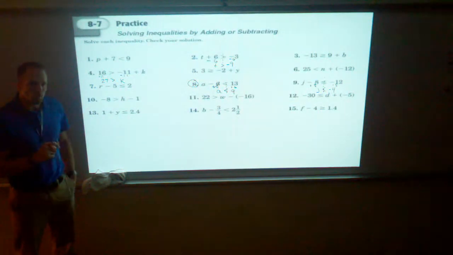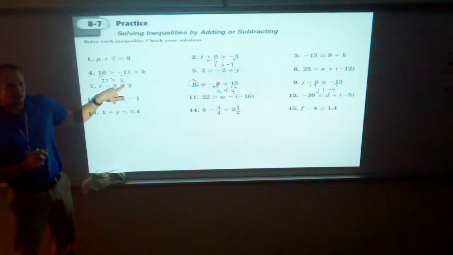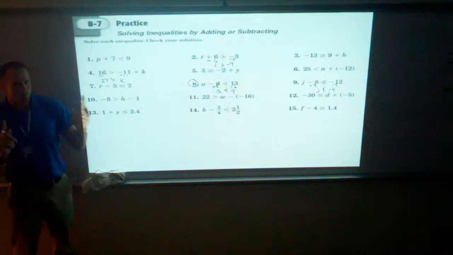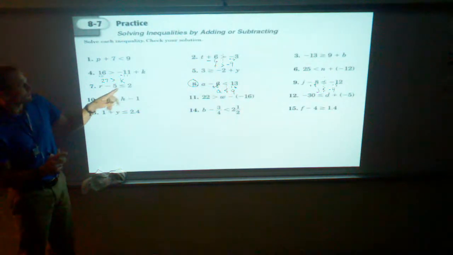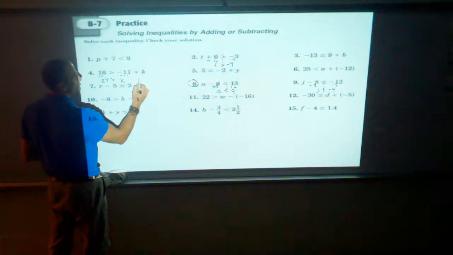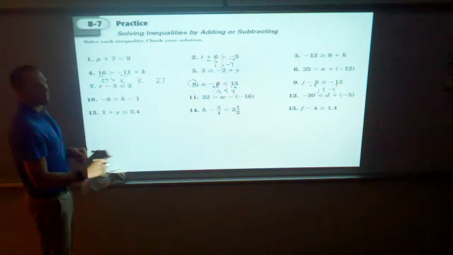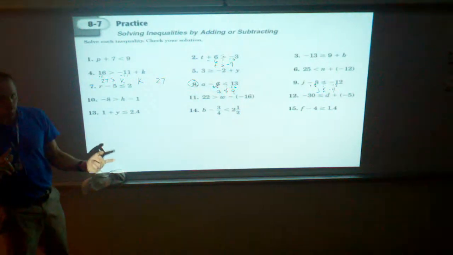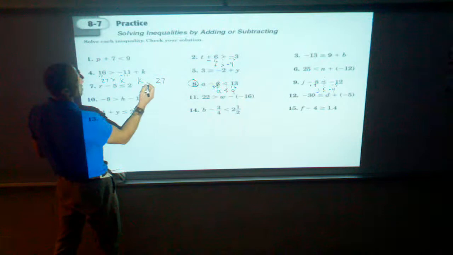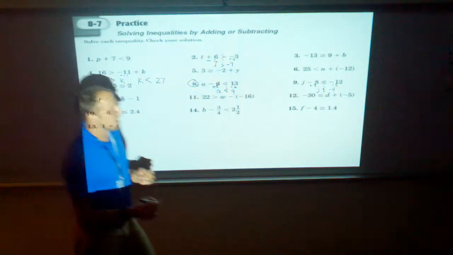Now, there is one more thing that we need to do, because we do not want the K to be on the right side. So what we need to do, we need to flip the entire thing. Now watch very, very carefully how I do this. I'm going to flip the entire thing. So K comes over here, 27 comes over here. And right here in this middle, I need to flip the sign as well. So this is going to be k is less than 27.